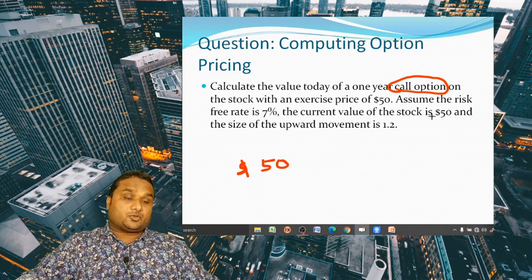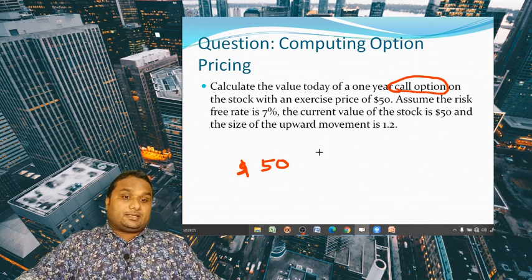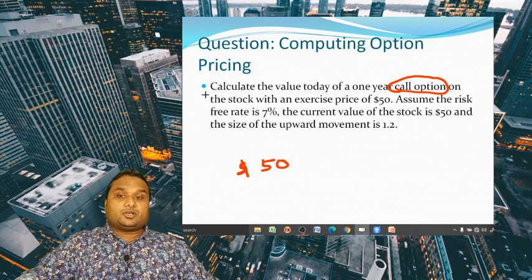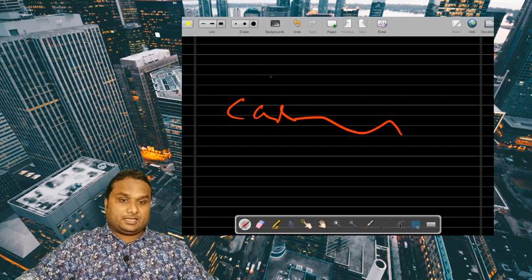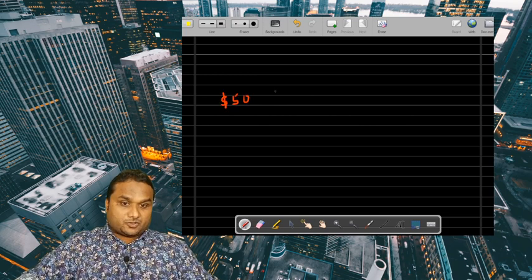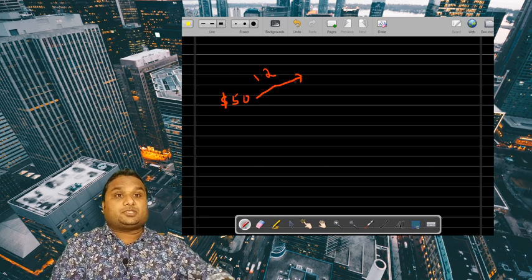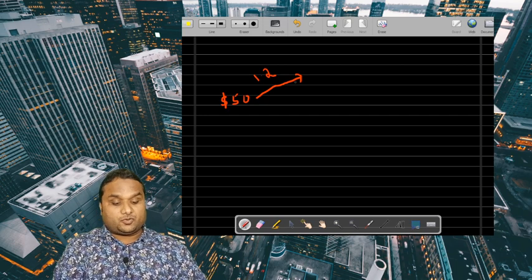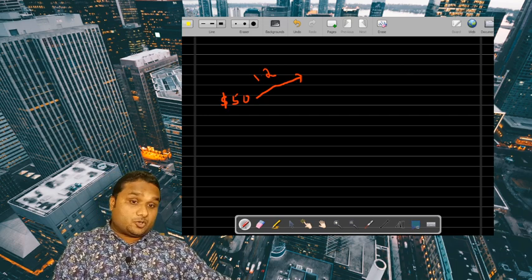The current value of the stock, right now, is $50, and the size of the upward movement is 1.2. Okay, now let's discuss this question. The price of the stock is currently $50, and there is a possibility of upward movement of 1.2. This means the price may increase to 50 into 1.2, up to $60.